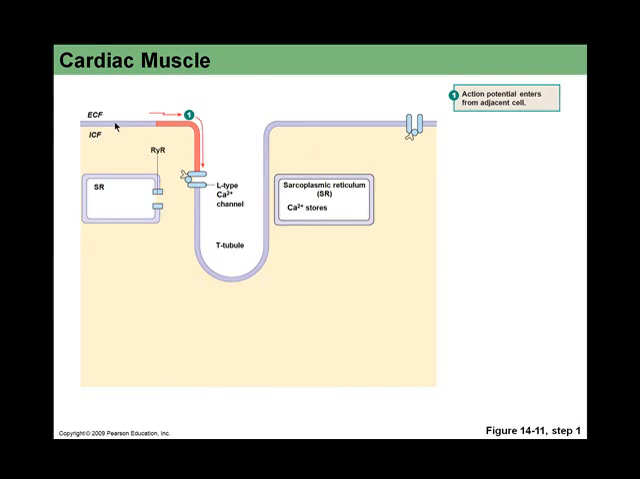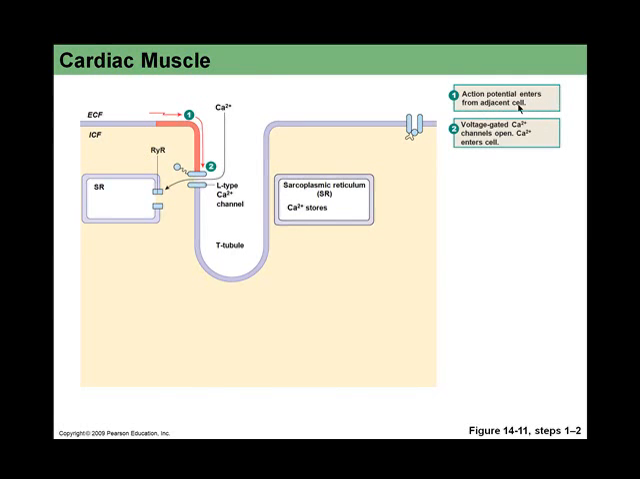Okay, so back to simplicity. One action potential gets down the T-tubule membrane to the L-type calcium channel. So this is a bit different than what we had talked about with the skeletal muscle tissue. So we're already seeing at least one membrane protein different in cardiac versus skeletal muscle tissue. And note that we're saying the action potential enters from an adjacent cell.